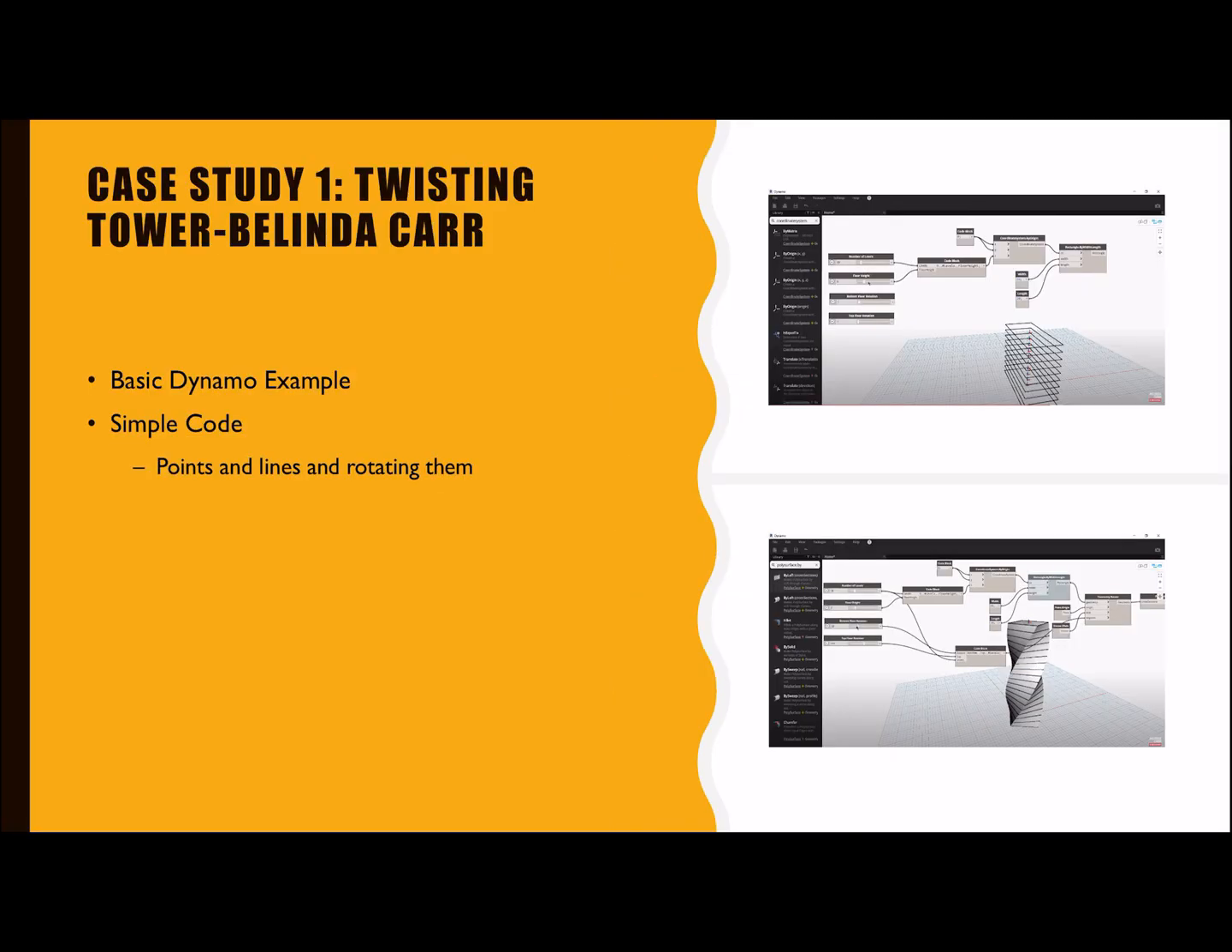For my first case study, I used the Twisting Tower by Belinda Carr. It's a basic Dynamo example using a simple code. Points and lines are being rotated to create a twisting tower.